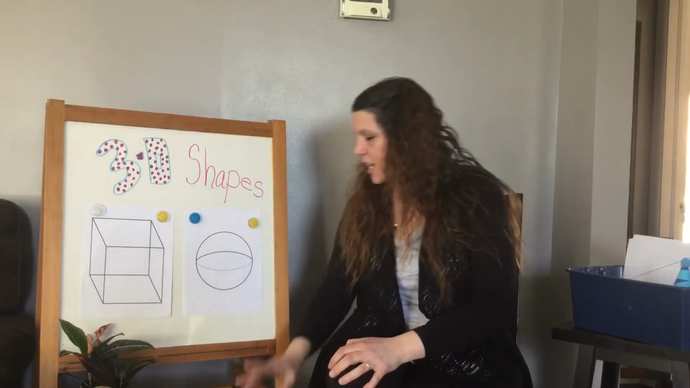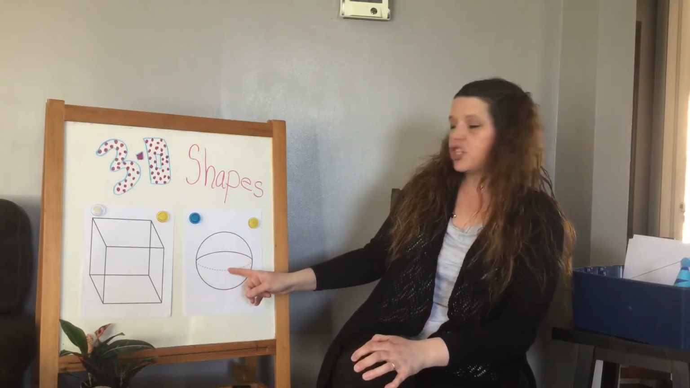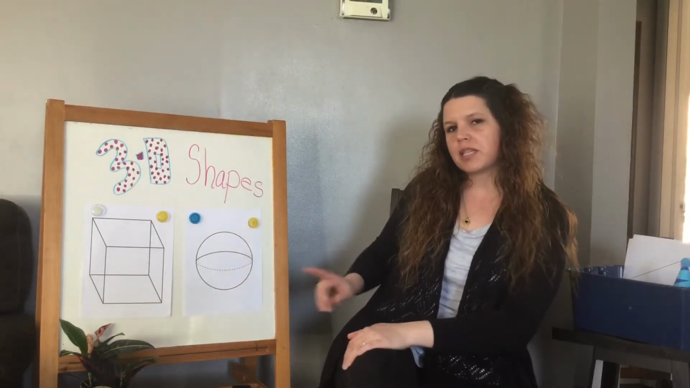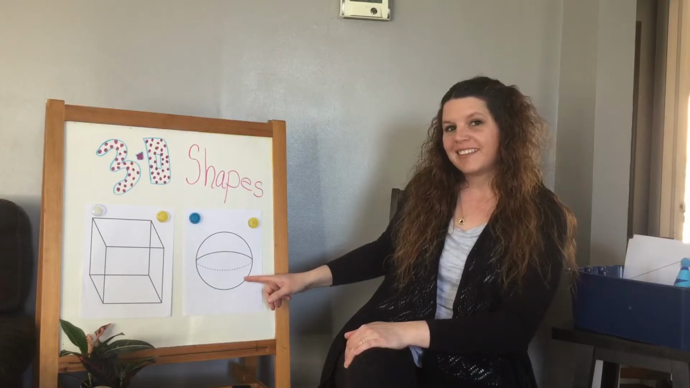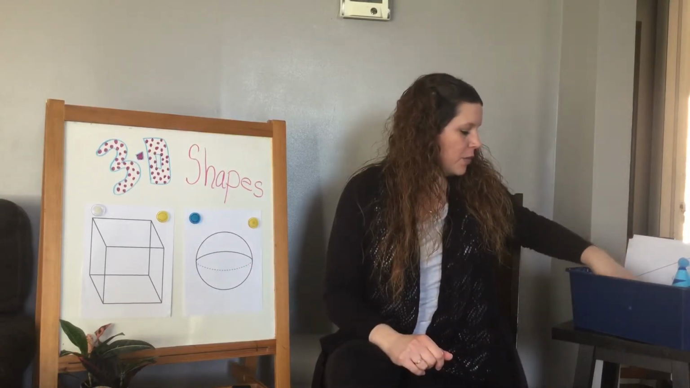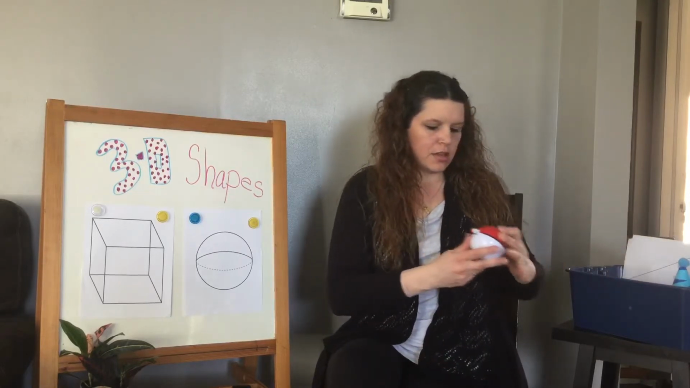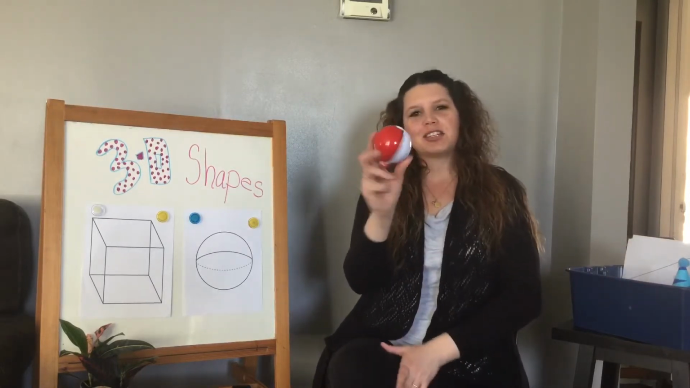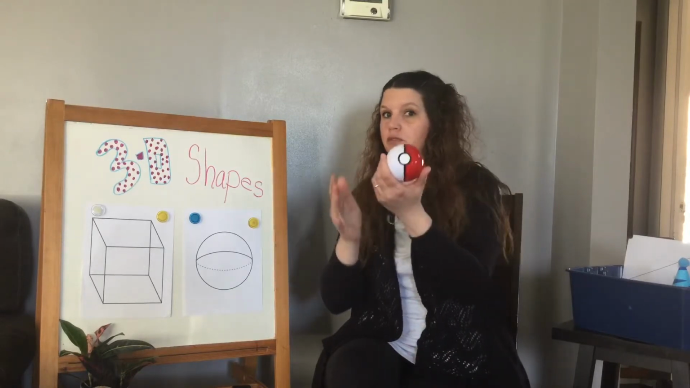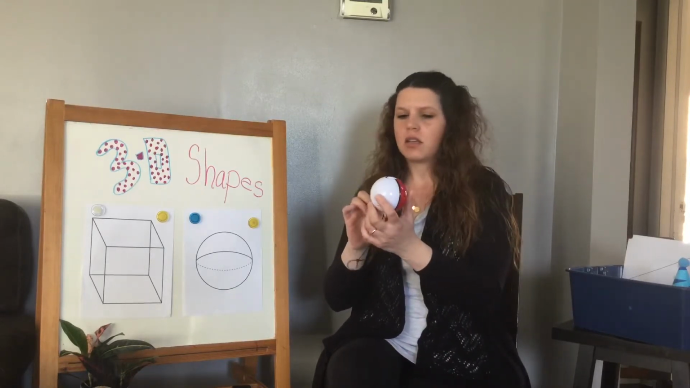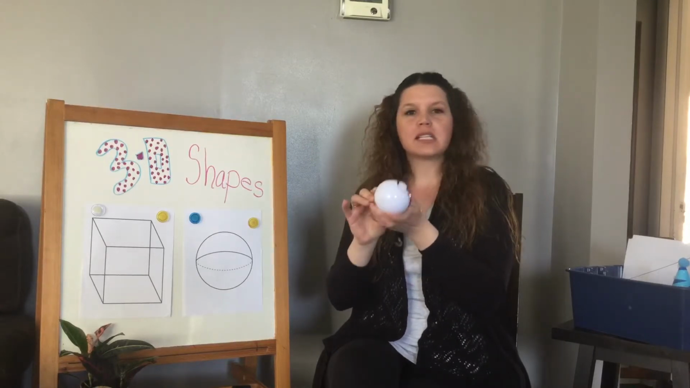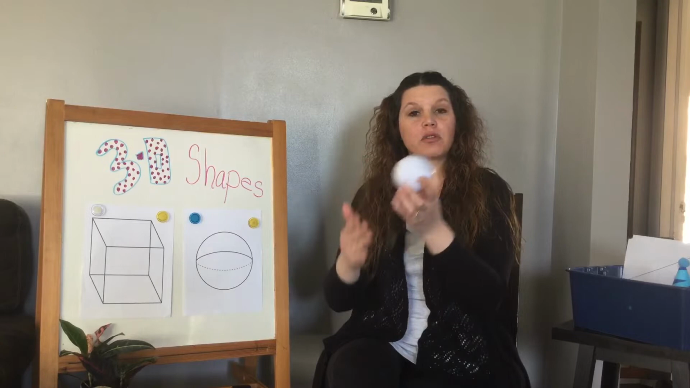And let's take a closer look at this shape that Susie Q and I talked about yesterday. Do you remember what that one's called? Yes, it's a sphere. And if you remember, our Pokeball is the shape of a sphere. And when we look at the Pokeball or the sphere, we notice it doesn't have any corners and it doesn't have any sides or faces.